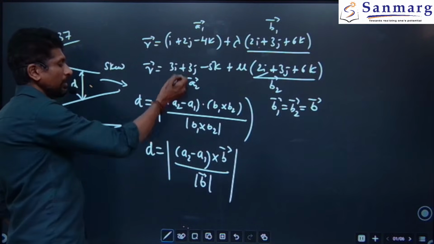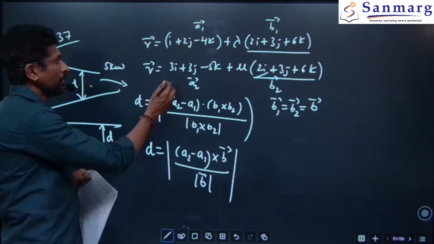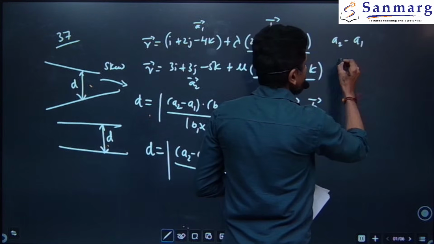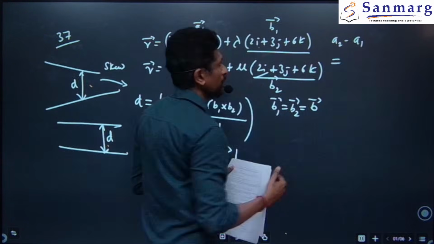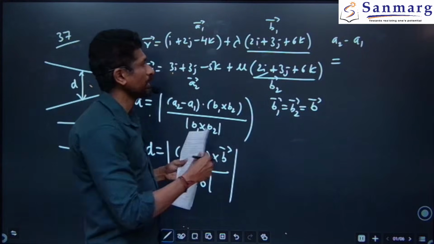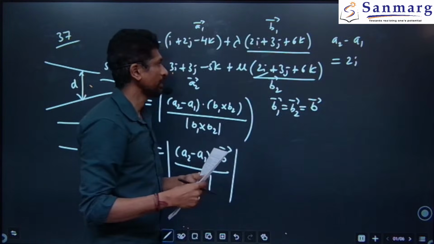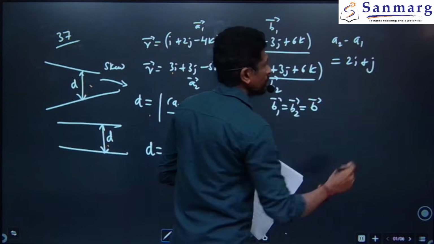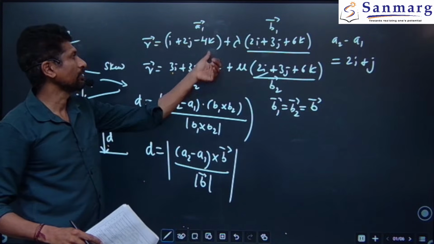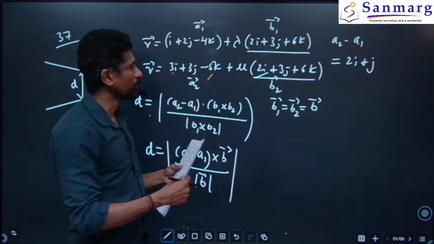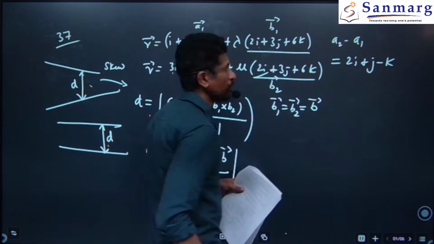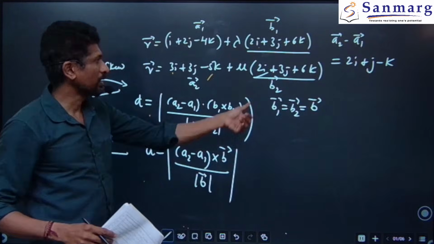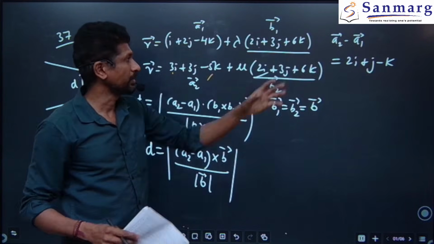So first go with subtracting a2 minus a1. I will write a2 minus a1. Automatically 3 minus 1 is 2i. Next 3 minus 2 is 1j. And minus 5k minus of minus 4k; if you subtract, minus of minus becomes plus, so automatically the answer is minus k. This is the a2 minus a1 vector. Next the b vector you already know, that is 2i, 3j and 6k.